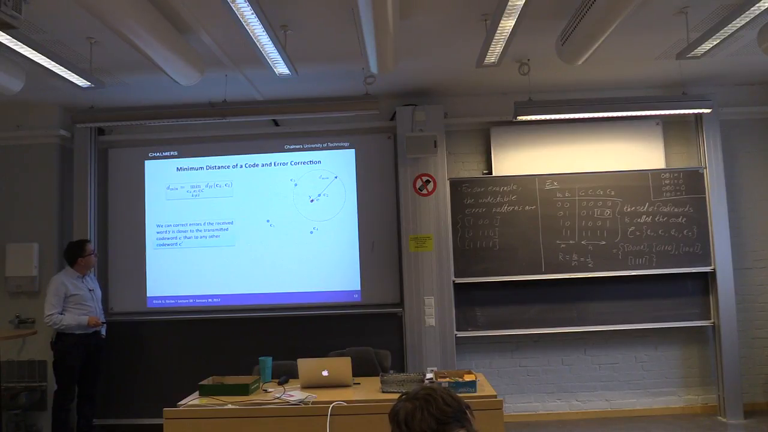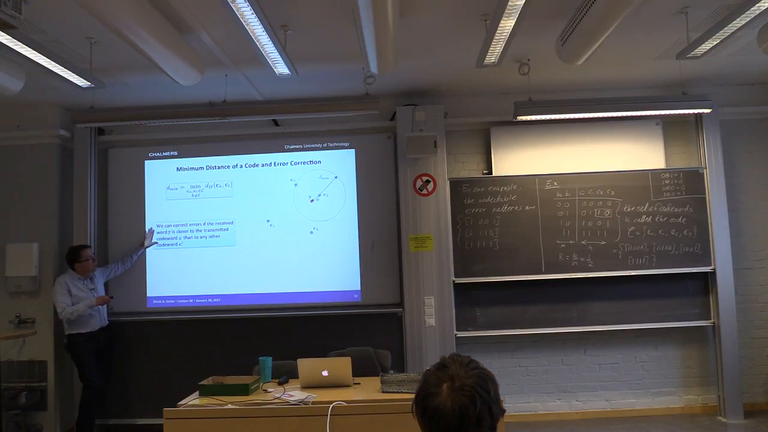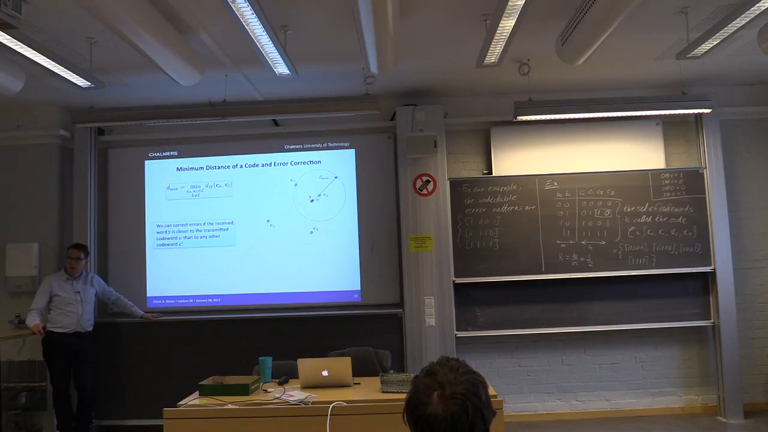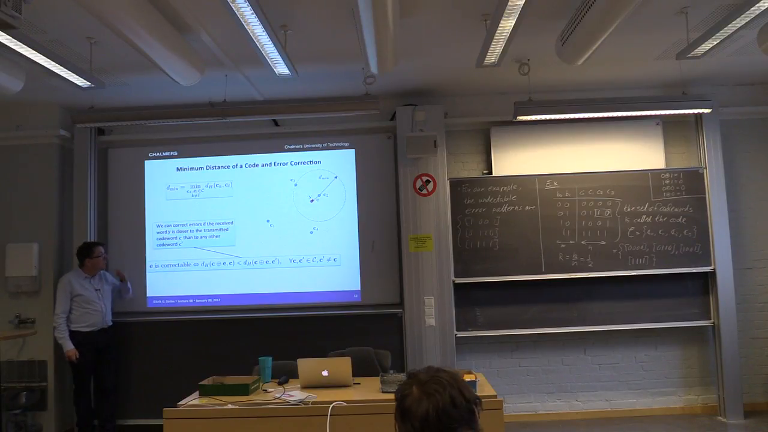Now, what we could do is that we could correct errors also. And the way to correct errors is that if the received word is closer to C2 than to any other code word, we can basically decode to C2. Okay? By looking at Y, we can find the closest code word, and we say, okay, that's the transmitted code word. That's error correction. And an error is correctable if we do the correct decision.